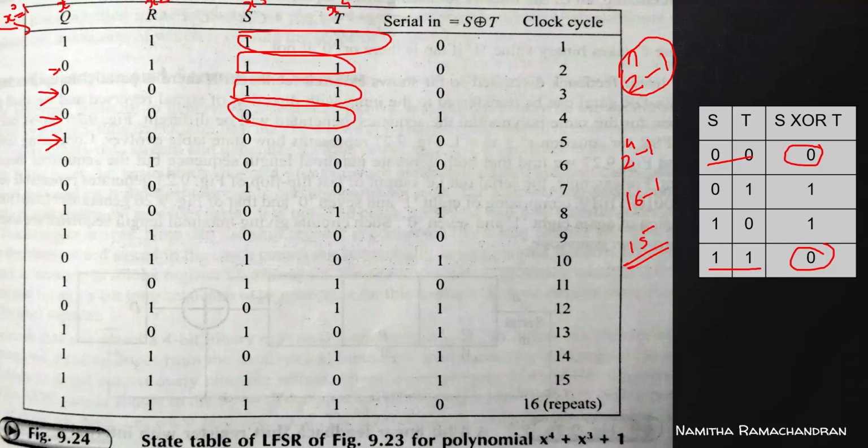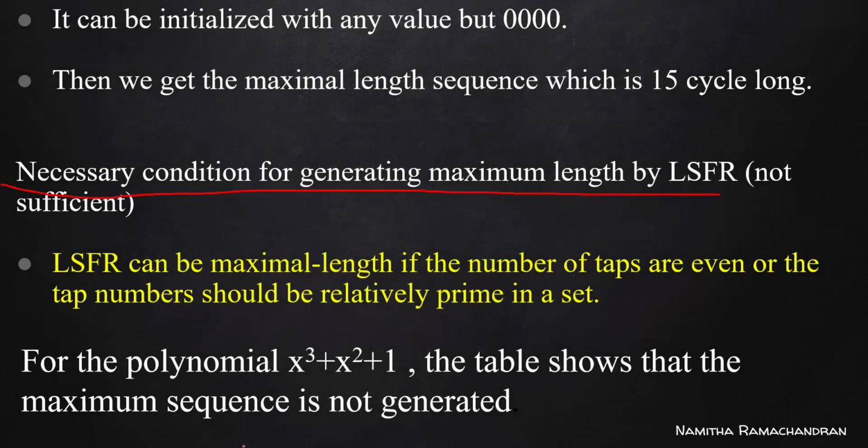In which situation is this LFSR going to generate the maximum number of states? There are some necessary conditions. Maximum length is possible if the number of taps in the given polynomial is even, or the tap numbers should be relatively prime in a set. These are necessary conditions, not sufficient conditions.